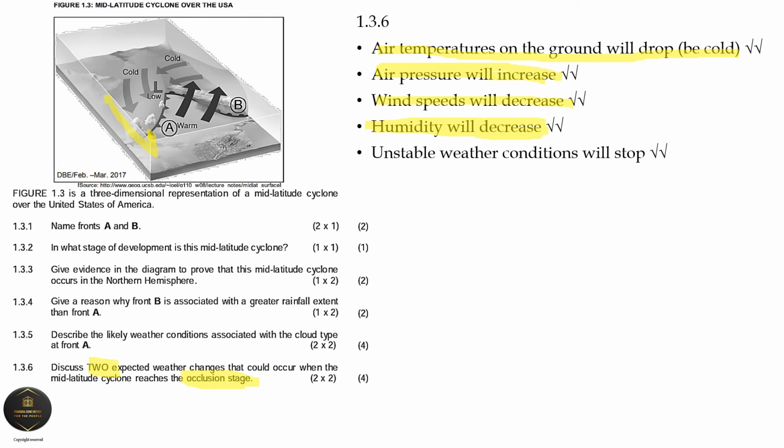Again, we are going to have unstable weather conditions, and what will the unstable weather conditions do? They will stop. And why do they stop? Because we have cold air. Remember, cold air is associated with stable weather, so rainfall will stop as a result. So those are some of the expected changes with the occlusion stage. We can say the cold front occlusion stage. So those are some of the changes that we'll expect.